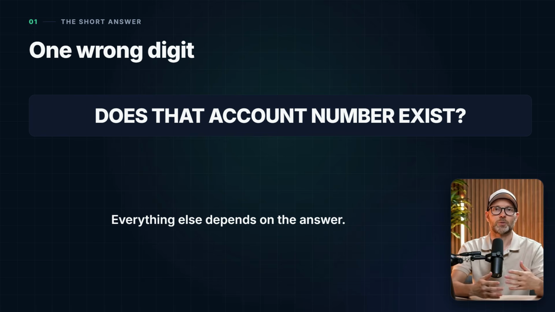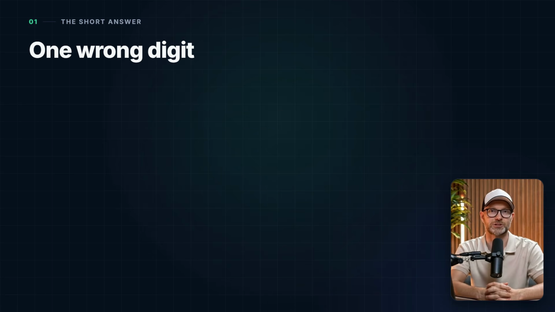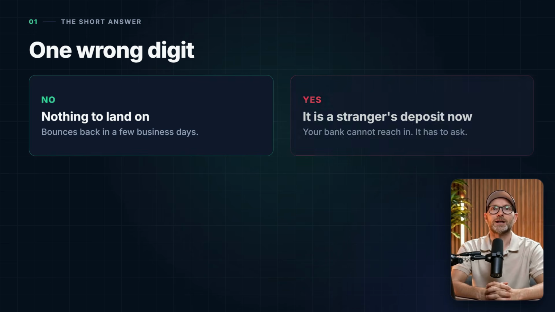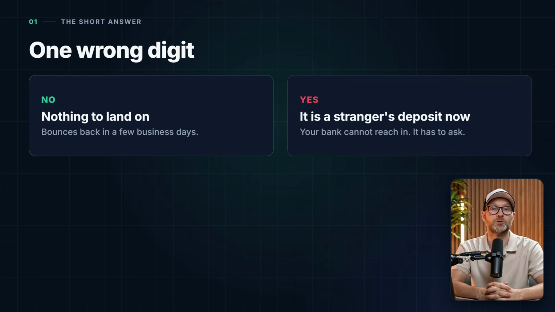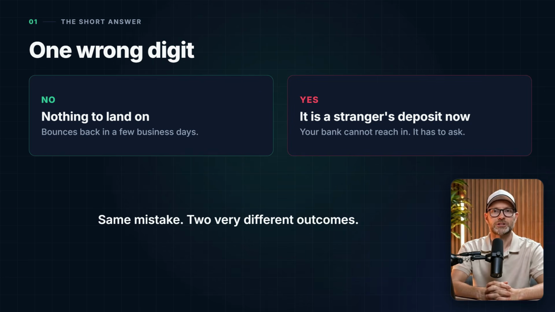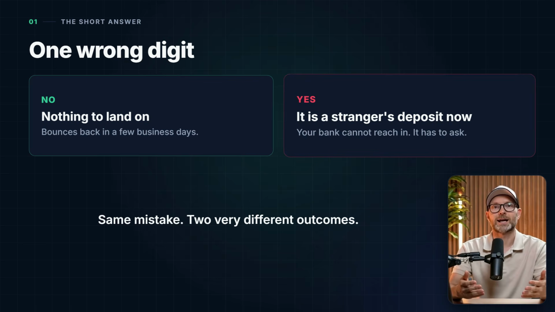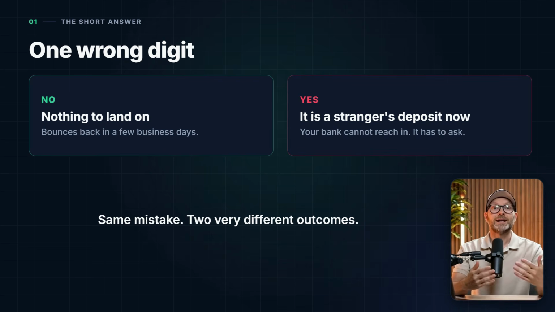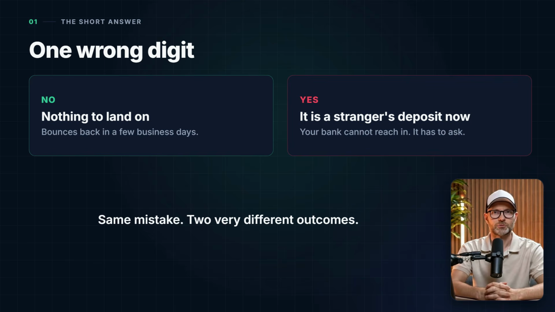If it does not, you are mostly fine. The payment has nowhere to land, it fails at the receiving end, and the money comes back within a few business days. Annoying, not a disaster. If that number does belong to a real account, everything changes. The money is sitting in a stranger's balance now. It is legally their deposit, in their name, at their bank. Your bank cannot reach in and take it out. It has to ask. That is the short version.